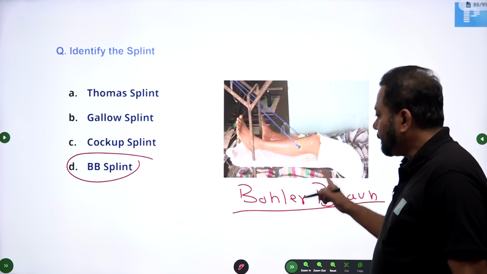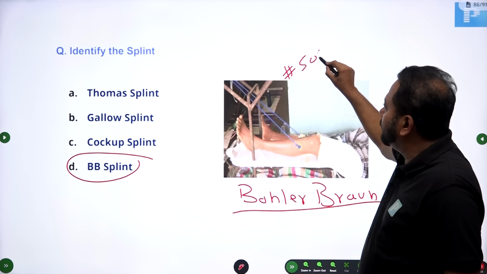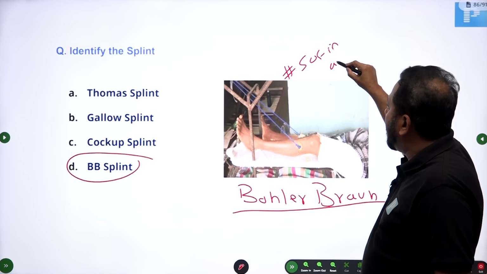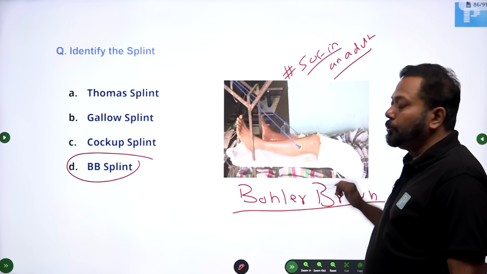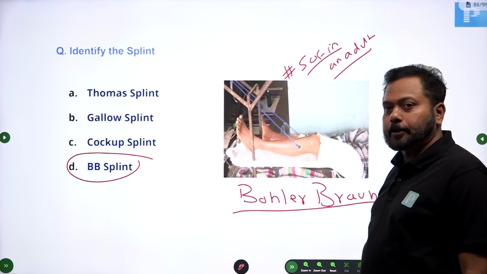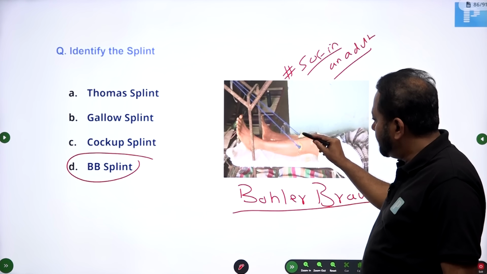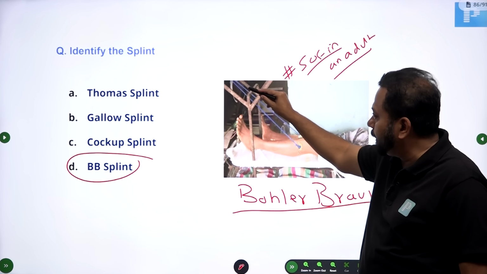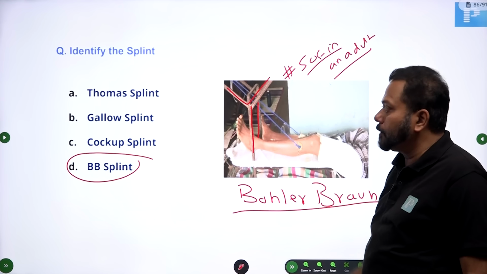BB splint is used for fracture shaft of femur in an adult. Mostly this is used to stabilize, to immobilize fracture shaft of femur in an adult. They had done an upper tibial pin traction, skeletal traction, and connected it to a splint. This splint is called Bohler Braun splint.